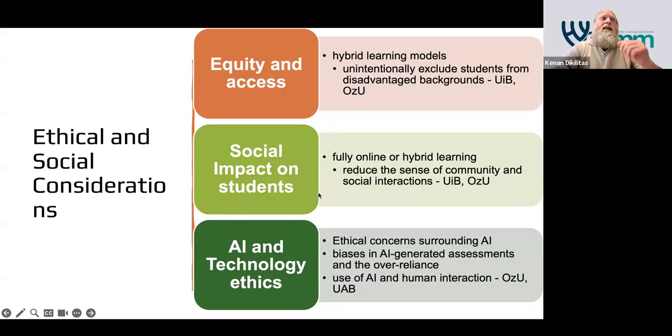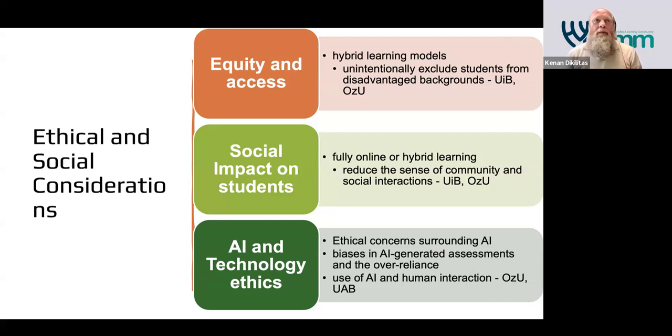They also mentioned some ethical and social considerations. One of them was equity and access. They mentioned that these hybrid learning models or flexible models can unintentionally exclude students, especially if these students are from disadvantaged backgrounds, where they don't have technological infrastructure or some other qualities.